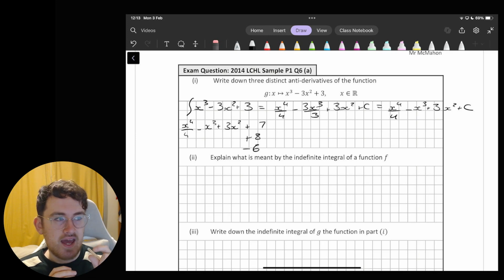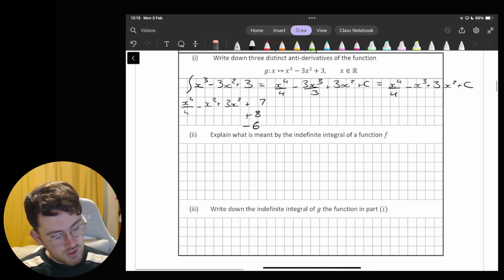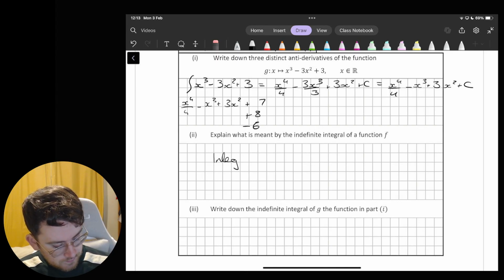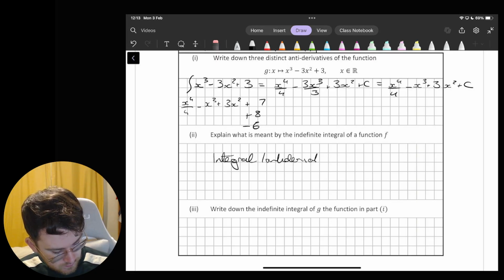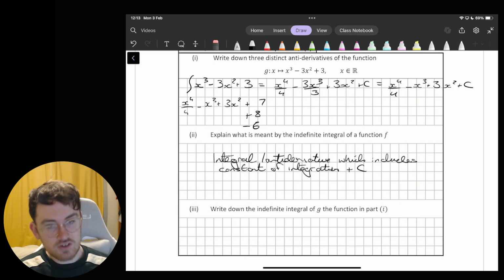And then that idea of the indefinite integral, using that plus c as a general antiderivative here. So what is meant by the indefinite integral of a function? It's the integral or antiderivative which includes the constant of integration, plus c. So it's the indefinite integral, which includes the constant of integration plus c.